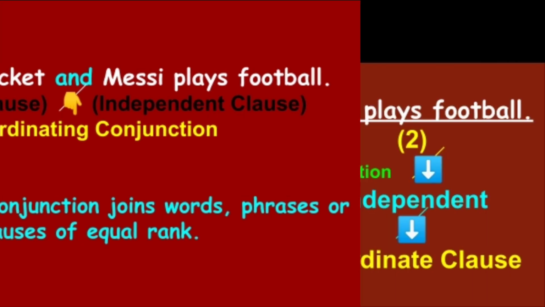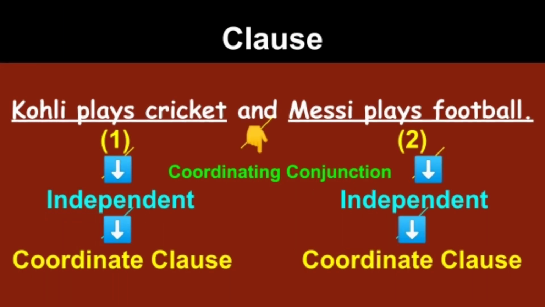When two independent clauses are joined by a coordinating conjunction, the clause is called coordinate clause. There are two coordinate clauses in the sentence: Kohli plays cricket and Messi plays football.